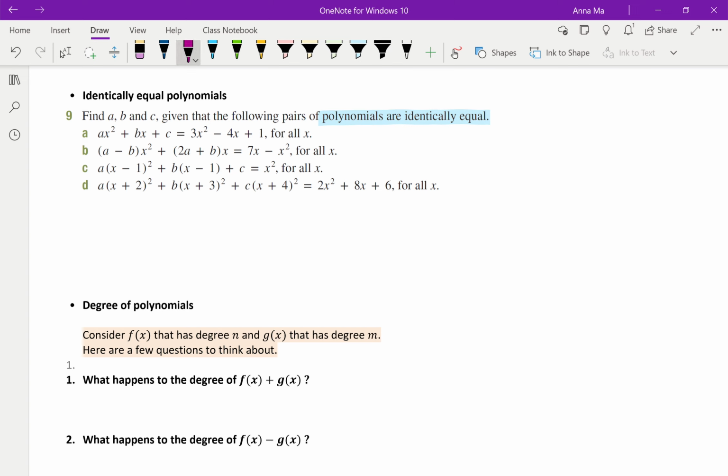So for part A, for example, I'm comparing coefficients of x squared and saying that a should equal 3. I'm comparing coefficients for the linear term and saying b should equal -4. And I'm comparing the constants and saying c should equal +1. That's all you have to do. And this trick's going to come in handy for harder questions later on, but this one's a very easy application. And you guys can try BCD by yourself.